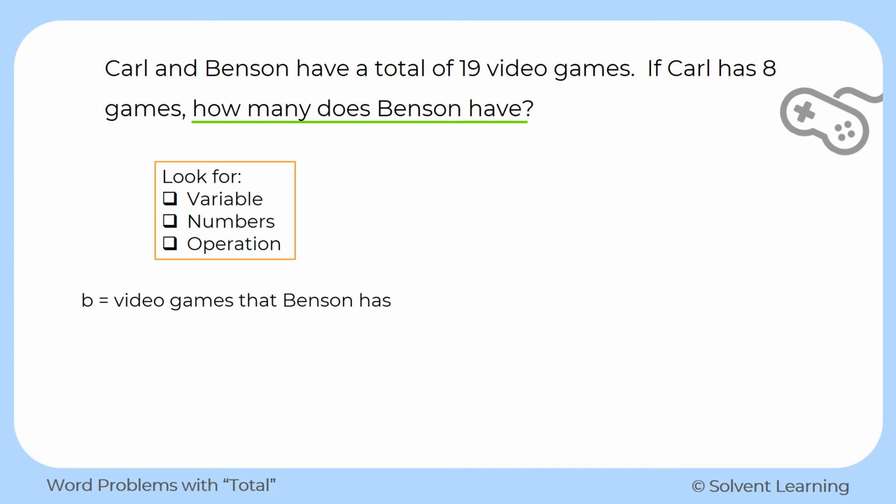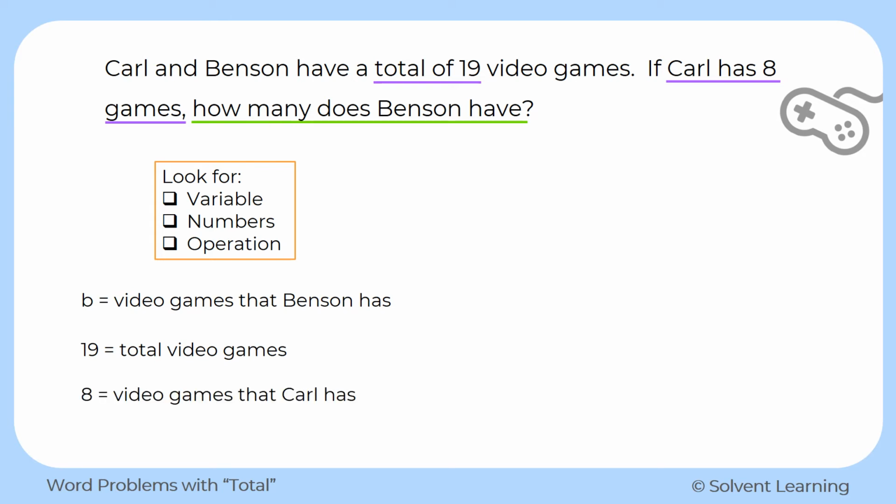Next, we want to look for numbers in the word problem and make sure that we know what those numbers represent. The first number we come across is 19 for the total of the video games. That's important. Let's write that down. 19 equals the total video games. The other number we have is 8 that represents how many video games Carl has. So let's jot that down. 8 equals the video games that Carl has.